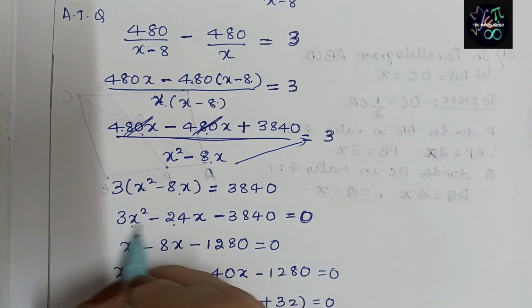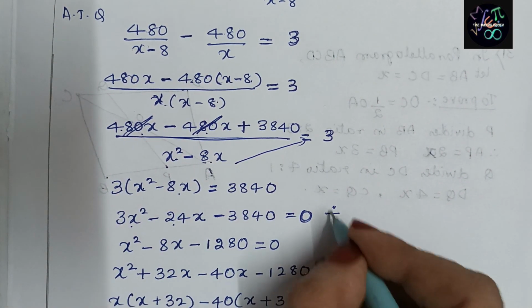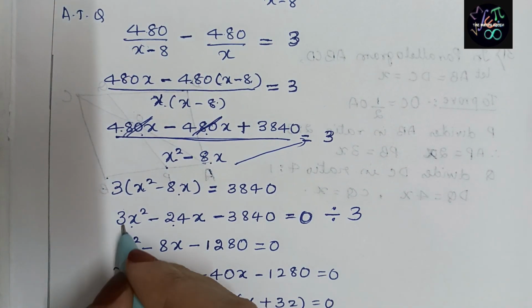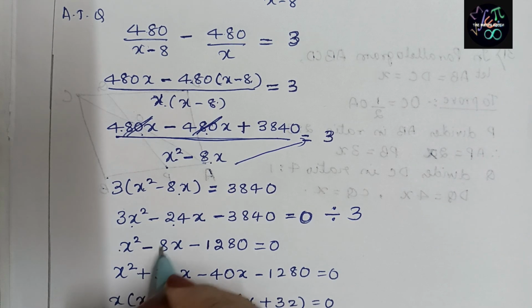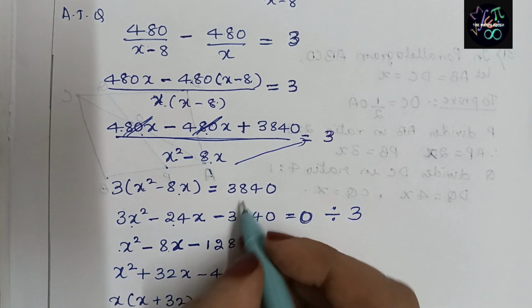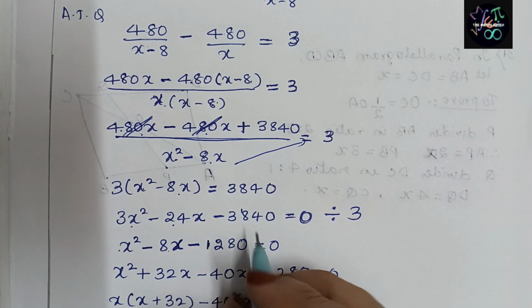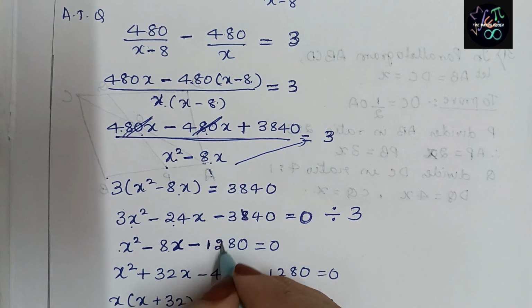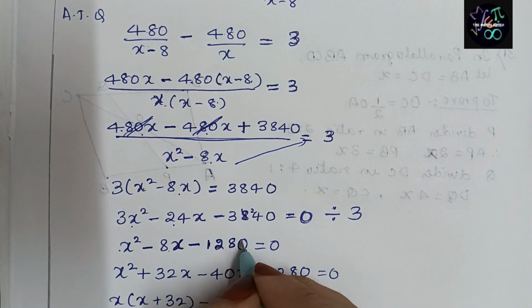Now here we know that it will go in the 3 table, so divide this whole equation by 3. So 3 got cancelled, only x square. 3 eights are 24, minus 3 ones are 3. 3 twos are 6, 2 remains. 3 eights are 24, 0. So x square minus 8x minus 1280 is equal to 0.